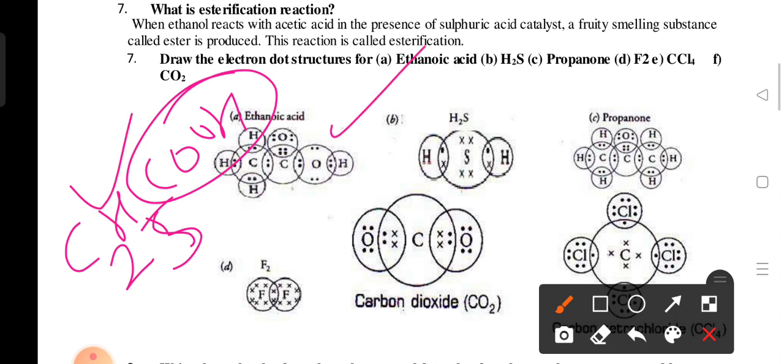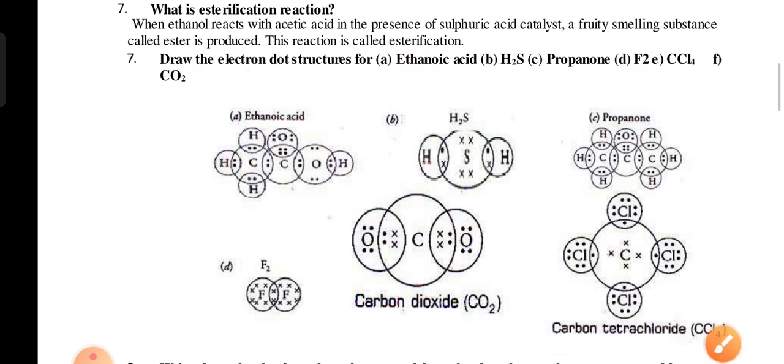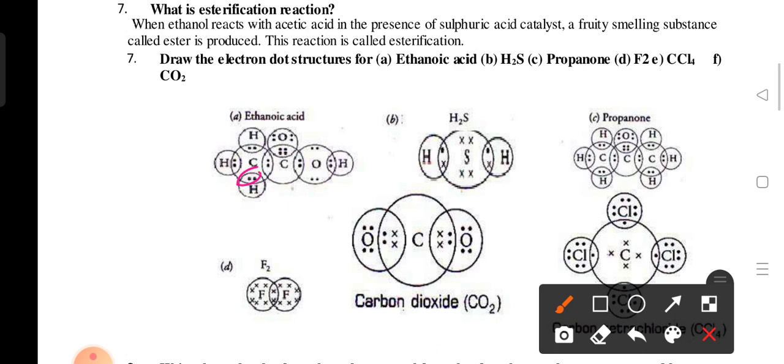In between carbon atoms and hydrogen atoms, sharing of electrons occurred here. Wherever you are seeing here, sharing of electrons. In between carbon atoms also, and in between oxygen atoms also, then hydrogen atoms also. Okay, this is ethanoic acid's electron dot structure.